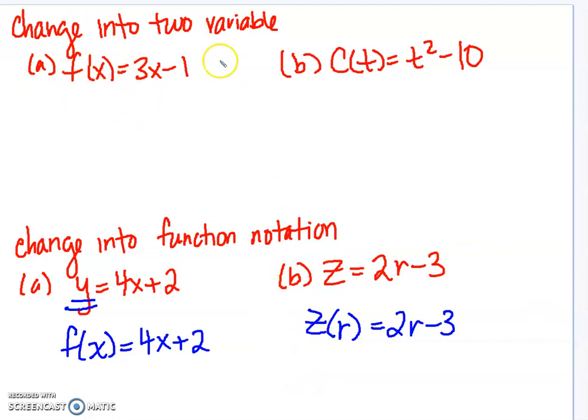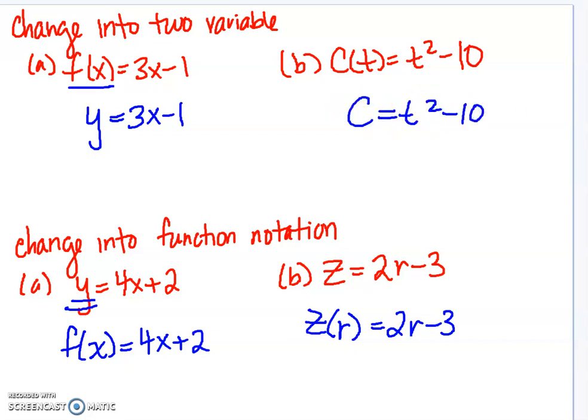That being said, if we wanted to work in reverse, so start with f of x and change it into just two variables, this one, f of x, would become y is equal to 3x minus 1. And in this case, I no longer need to have that t in a set of brackets. So it's just c is equal to t squared minus 10.